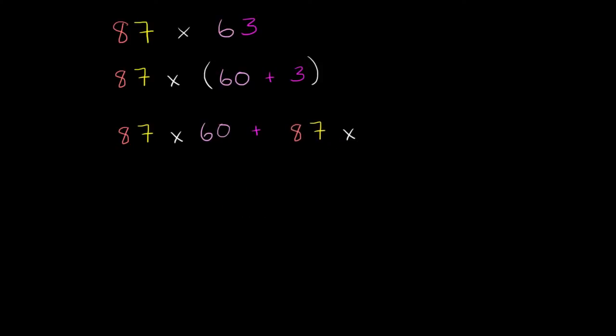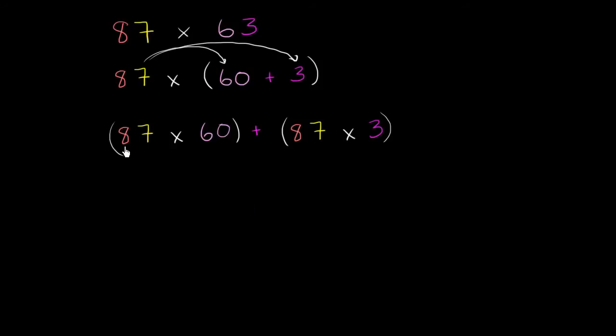You could say that we've just distributed the 87. We're multiplying 87 times 60 plus 3. That's 87 times 60 plus 87 times 3. I could put parentheses here to make it a little bit clearer. Well, fair enough. But then how do you calculate what this is?